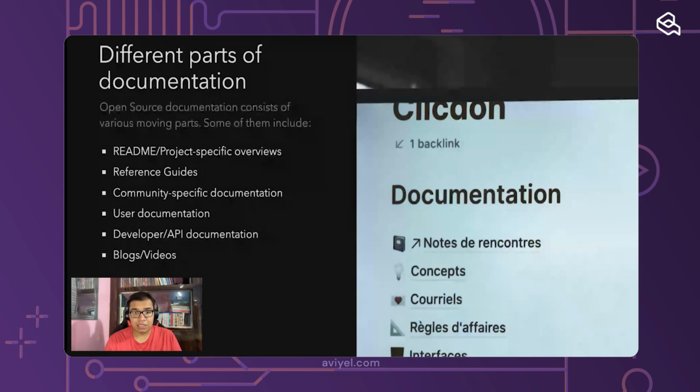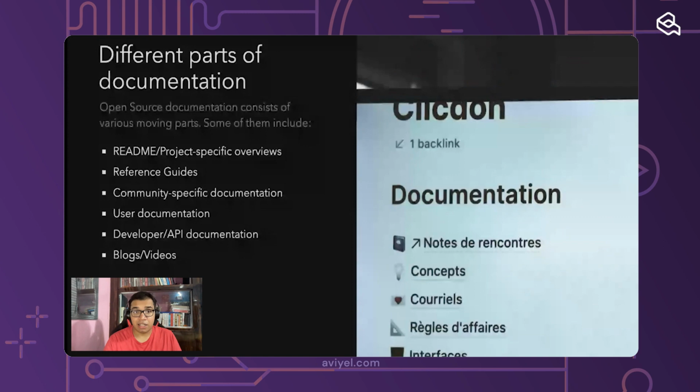The very first one is READMEs and project-specific overviews. If you go to any open source project right now, you can see that every project gets started with a README itself. And as the name signifies, it is the first point of information and the first point of contact between a potential user or developer and the project. Most projects lack a proper README, but the ones that have one are usually the ones able to find potential users for their product.